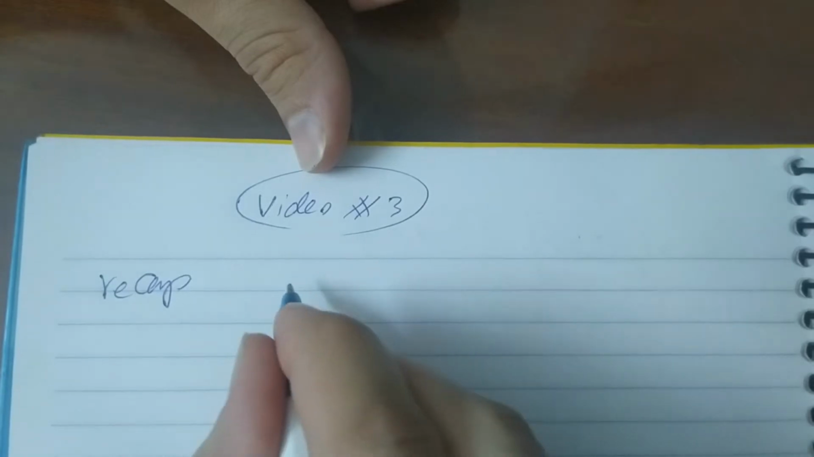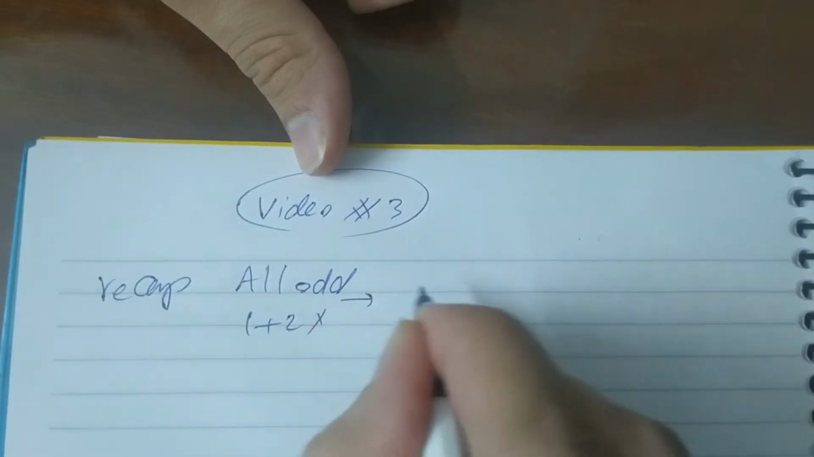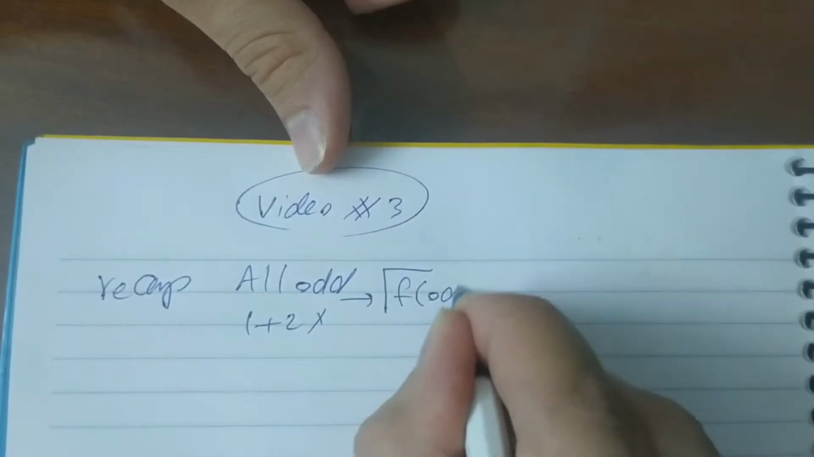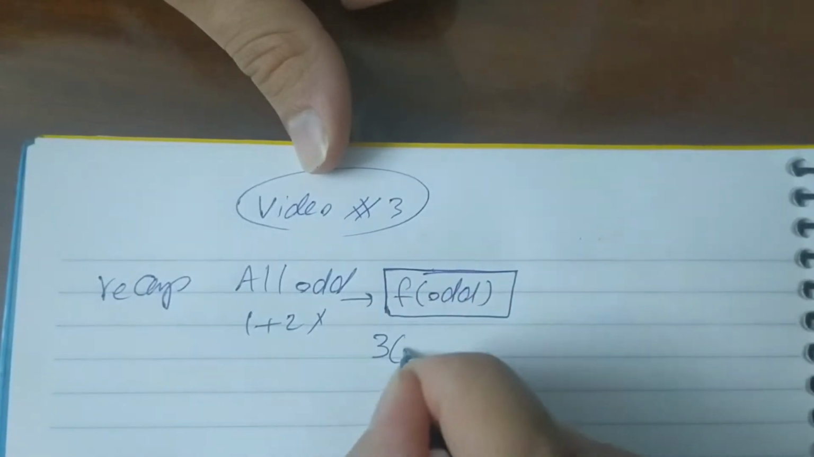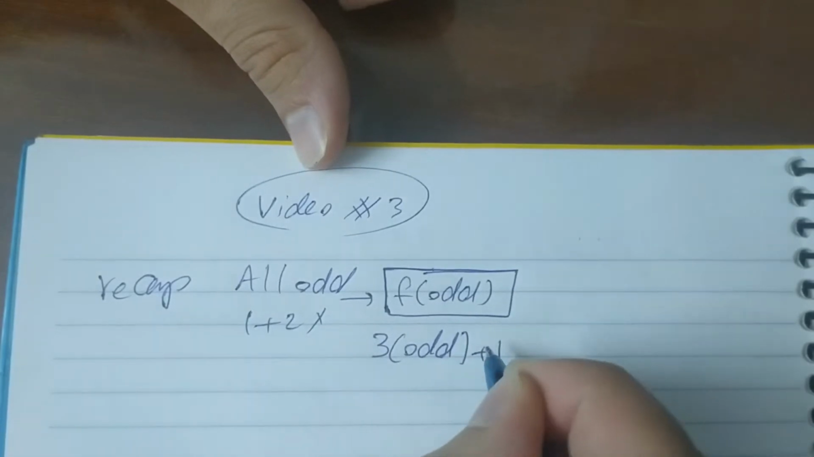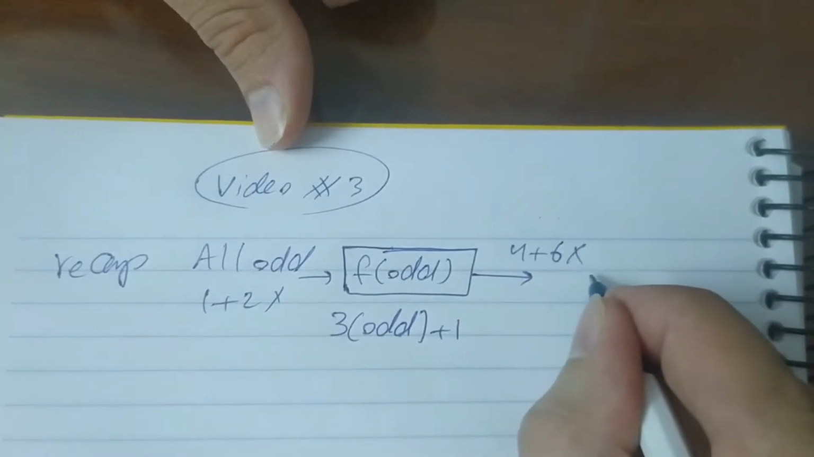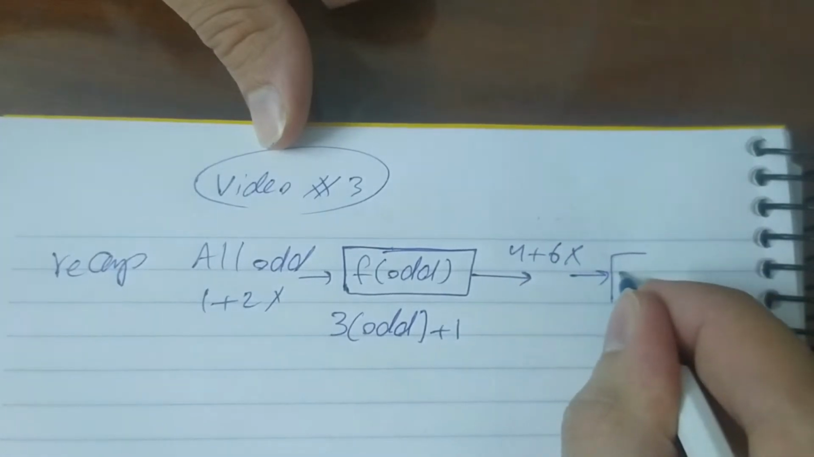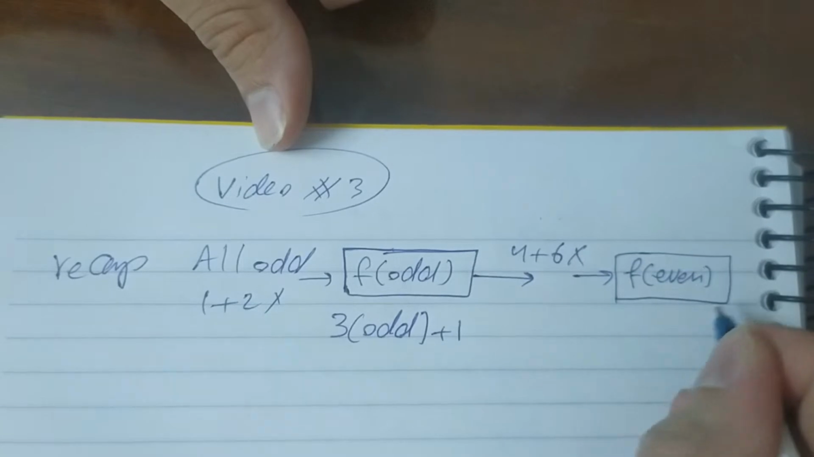Okay, this is video number 3, and let's make a quick recap of what happened in the last 2 videos. We took all odd numbers as input to the function for odd numbers, which said that you take the odd number, multiply it by 3, then add 1. The output was 4 plus 6x, which are all even numbers, and what we are going to do now is take 4 plus 6x and give it as input to the function for even numbers.